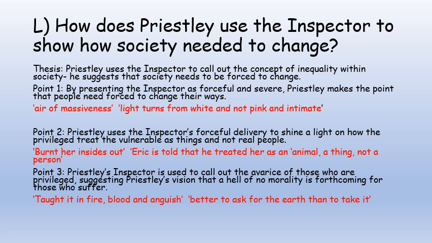So when the inspector first comes, he's got an air of massiveness, the light turns from pink and intimate to white. Okay, point 2, he speaks in a forceful way, forcing people to change as well. Think about that visceral idea, "burnt her insides out," makes Eva, representative of the working class women, sound like a victim. Okay, Eric's told that he treated her as an animal, a thing, not a person. And then, really importantly, the inspector is used to call out the greed or avarice of those who are privileged. Okay, he says that people are going to be taught their lesson in fire, blood, and anguish, or in hell, and it's better to ask for the earth than to take it.